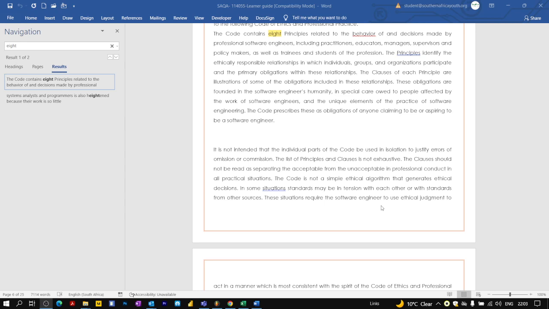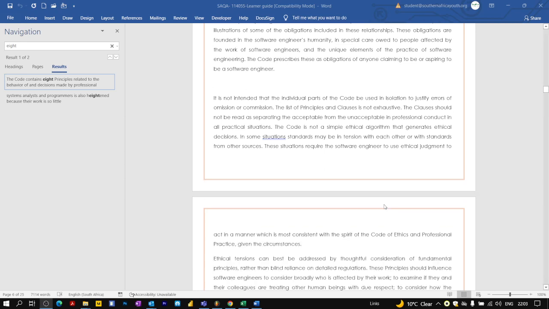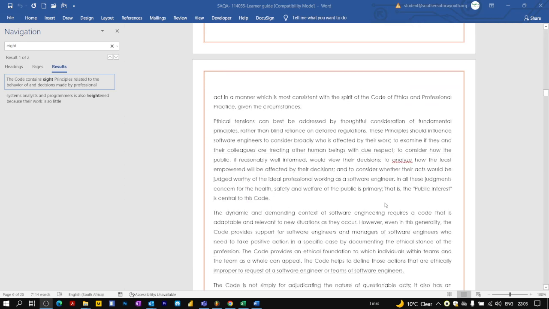The truth of the matter is that you can never really exhaust all the laws and regulations that you want people to obey in as far as a vast subject such as software engineering is concerned. So the only thing that you can do is to address certain things so that at least your projects are done in a professional manner. For example, there could be some tensions among the principles. And once those tensions are there, you should be able to address them after thoughtful consideration of the fundamental principles rather than some blind reliance on detailed regulations and so forth.